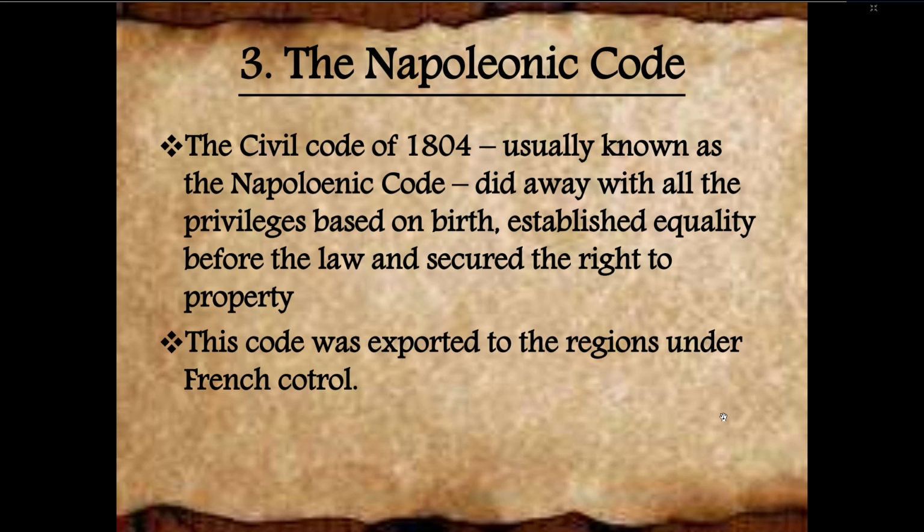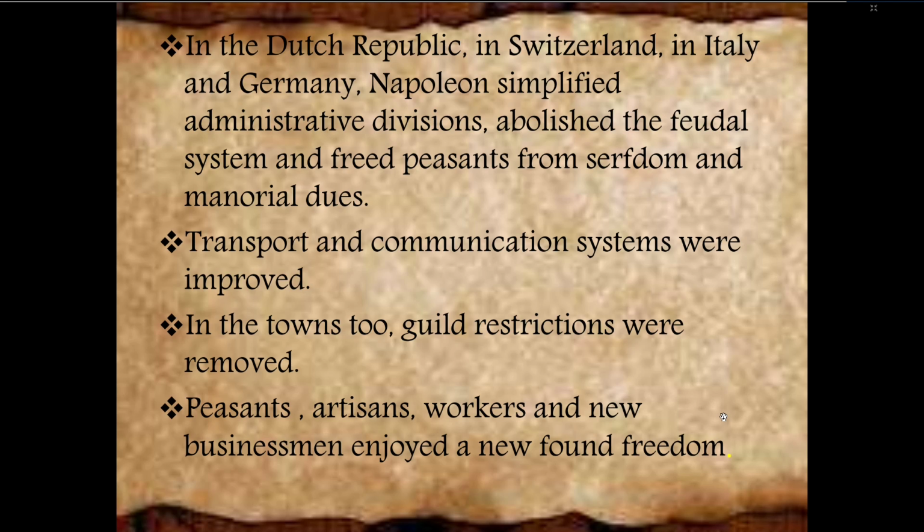तो फ्रांस में तो ये हुआ ही हुआ, लेकिन जो टेरिटरीज फ्रांस के बाहर भी उन्होंने कहीं पे जहां अपनी टेरिटरीज फैलाई हुई थी, वहां पे भी इसको लागू कर दिया. किसको? नेपोलियनिक कोड को. In the Dutch Republic, in Switzerland, in Italy and Germany, Napoleon simplified administrative divisions, abolished the feudal system, and freed peasants from serfdom and manorial dues. This was a very kind act done by Napoleon.